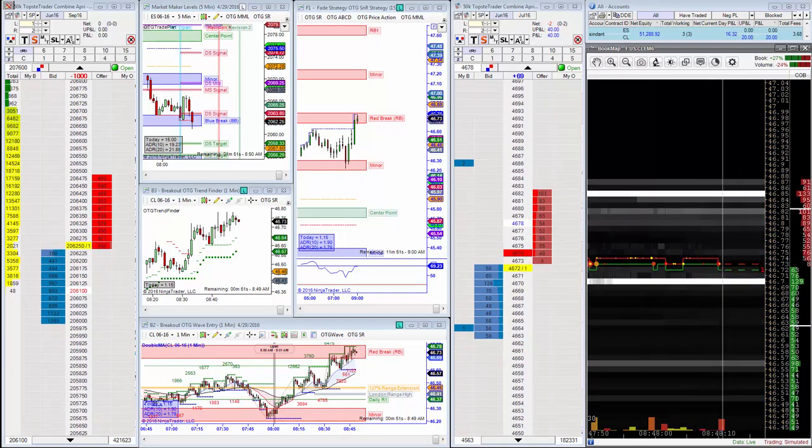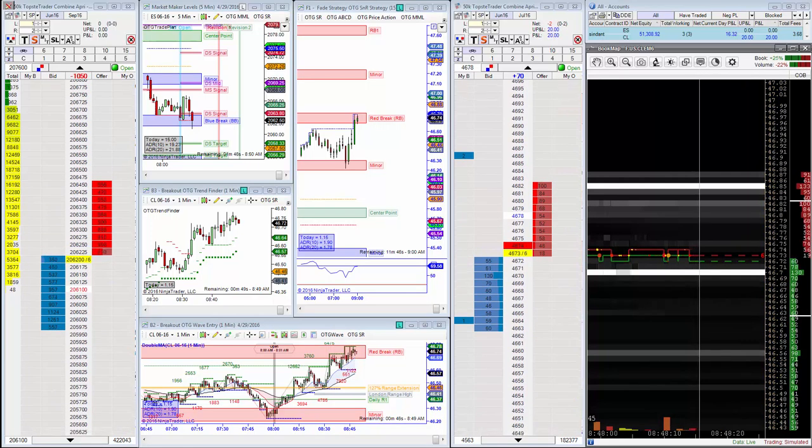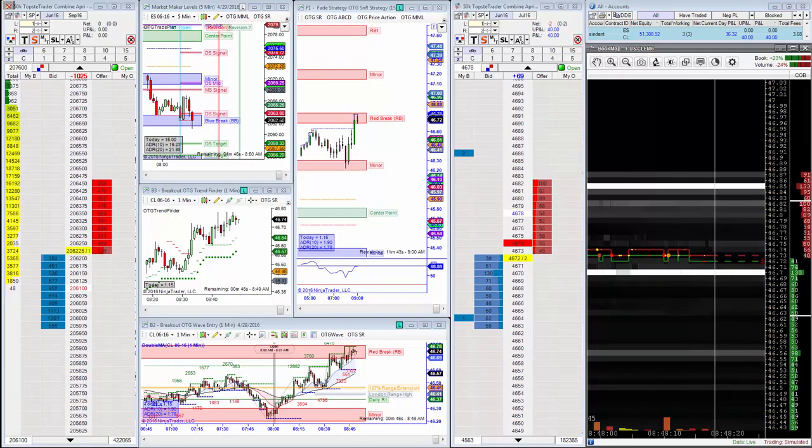Stop is at 86. ES is coming down. We've got to get through 70 here. We're going to need to push through the 70. You've got liquidity down here at 70 right now.